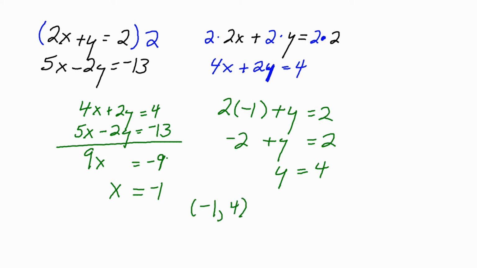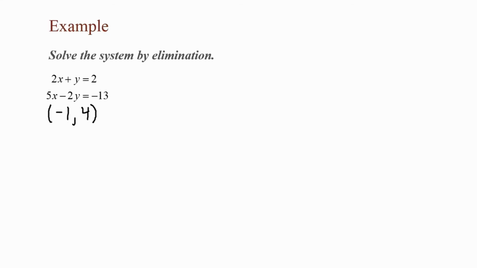Now we're ready to check. So starting with 2x plus y equals 2. 2 times -1 plus 4 should equal 2. 2 times -1 is -2, plus 4 equals 2, which means 2 equals 2.